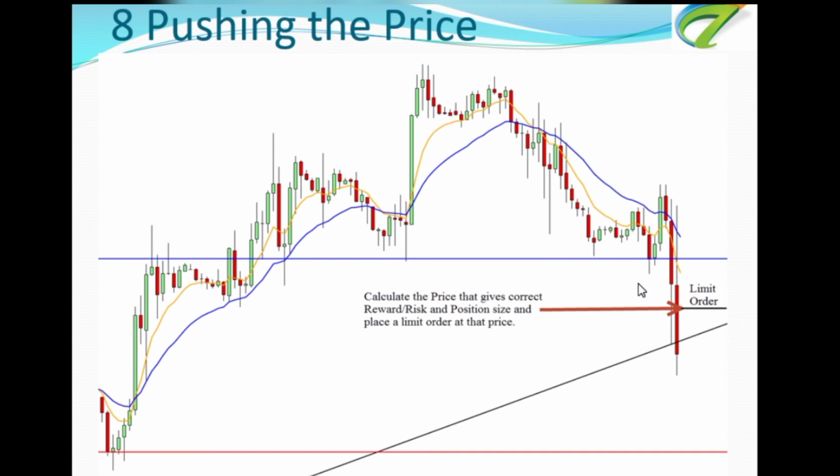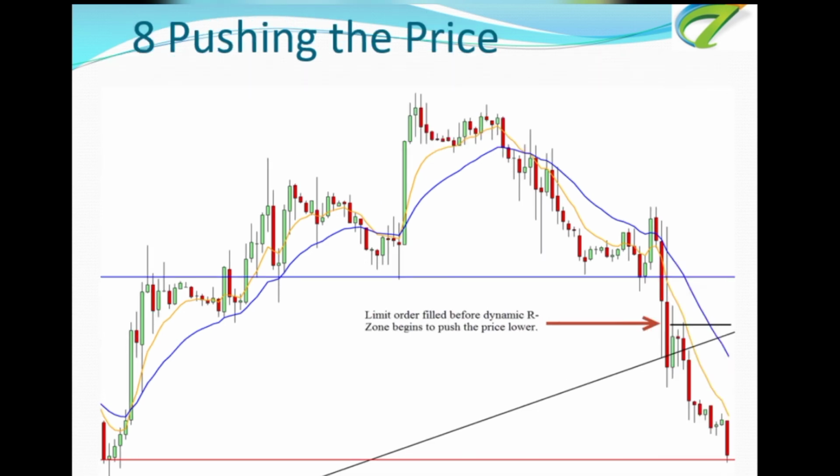Calculate the price that gives correct reward and risk ratio and position size and place a limit order at that price, which is shown in this chart. Limit order filled here before the dynamic R zone begins to push the price lower, as we can see it here.